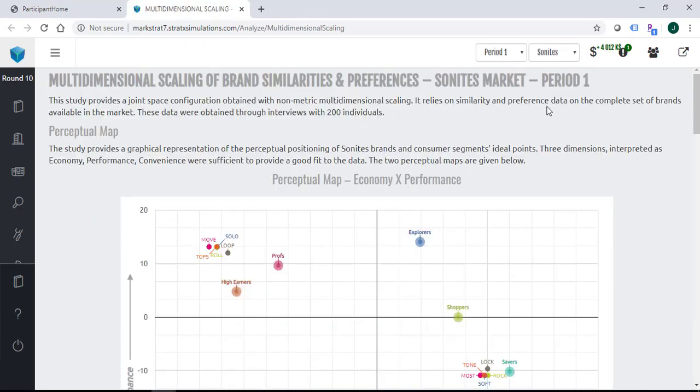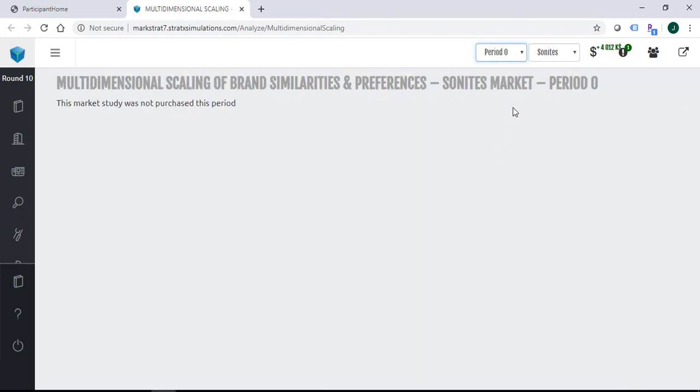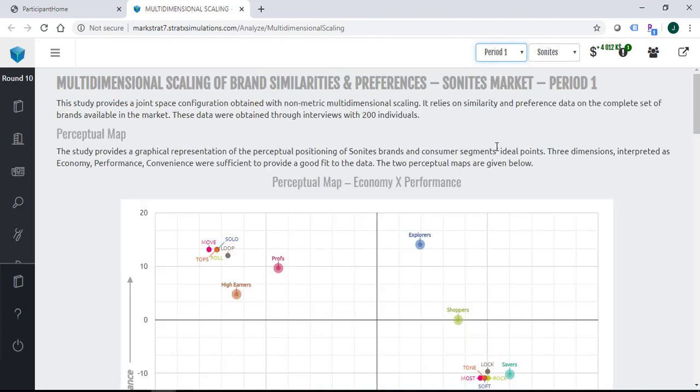This is the multi-dimensional scaling main page. Again, I want to remind you that this is a market research study. If you do not buy it, you will not have the information. So if you look at period 0, you will see that there is no information available here. This company did purchase the multidimensional scaling for the Sonar market at period 1.